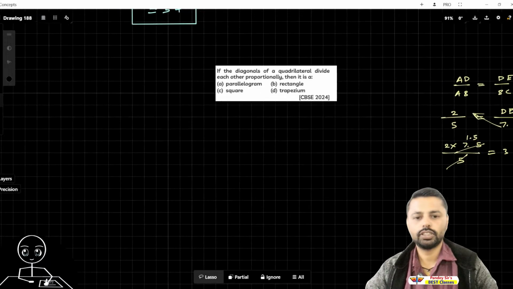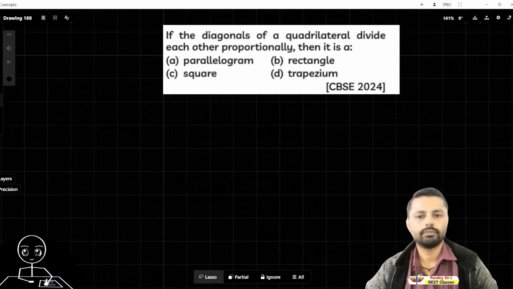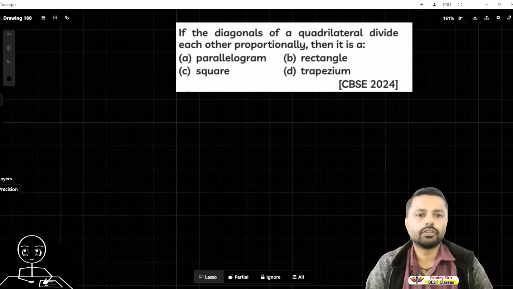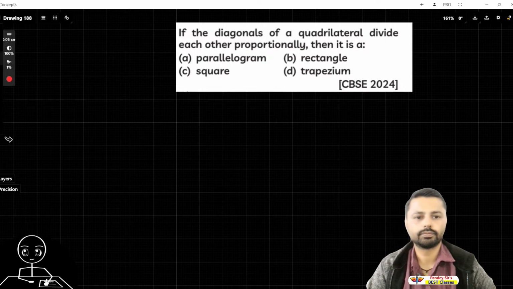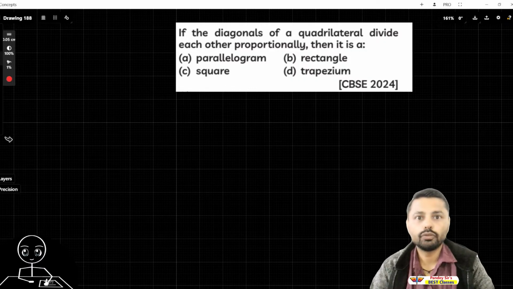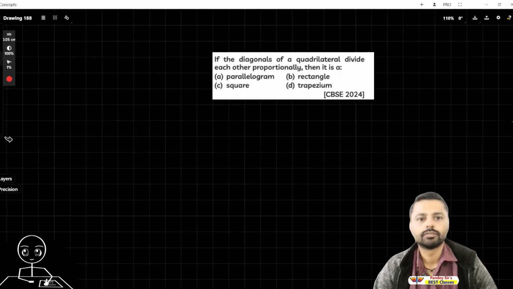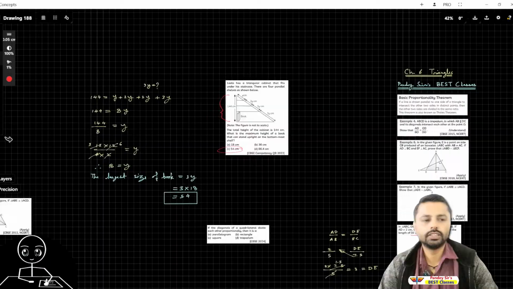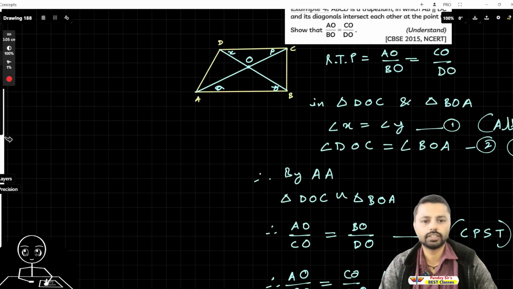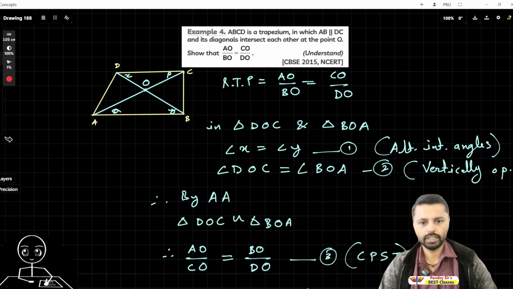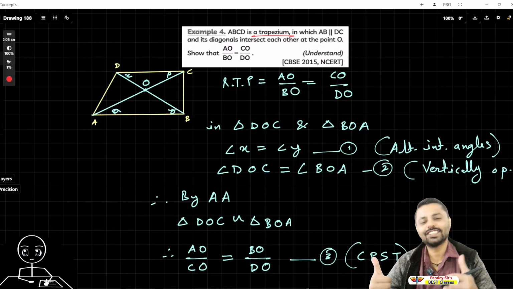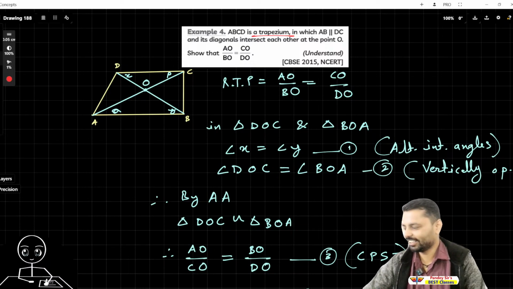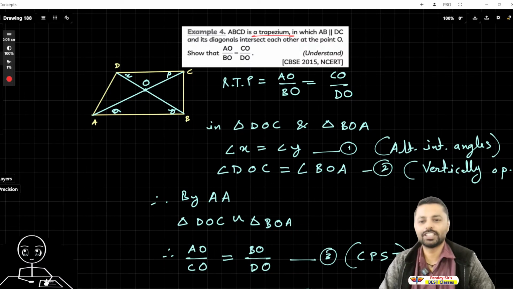That seems to be quite a good question. So, diagonals of a quadrilateral divide each other proportionally, then it is... Let's see. Wait, we had a similar question earlier. In the starting, there was, yes, here. And which one is this? Trapezium. Okay. So, yeah, the answer is it's a trapezium. That's it. Done. Shortcut. I used your method.